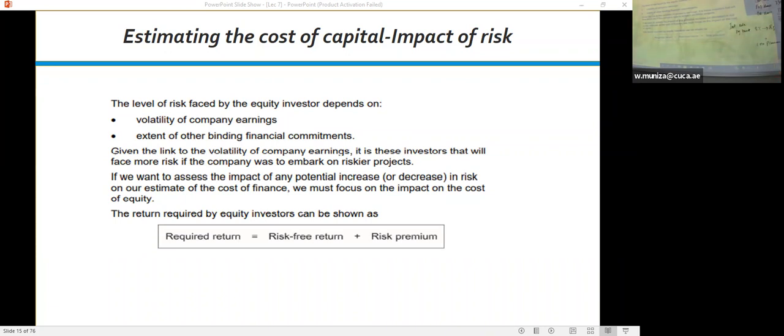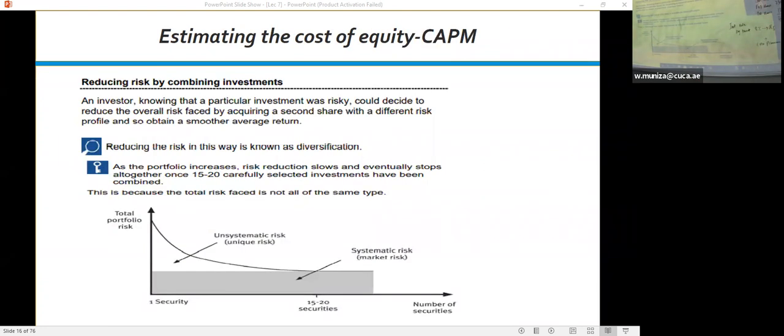If we want to assess the impact of any potential increases or decreases in risk on our estimate of the cost of finance, we must focus on the impact on the cost of equity. So the return required by the equity investors can be shown as risk-free rate of return plus risk premium, for the extra risk which they are going to take by investing in the company.